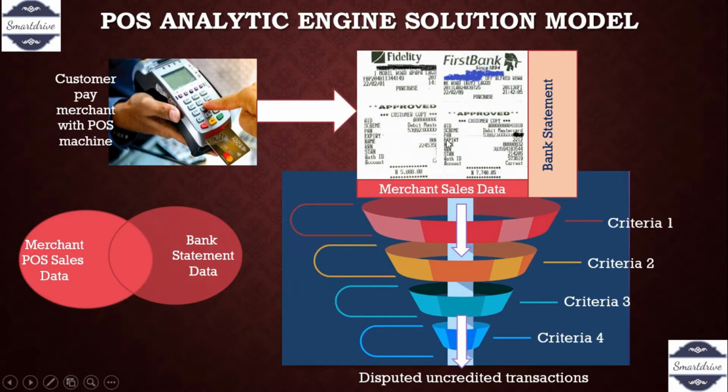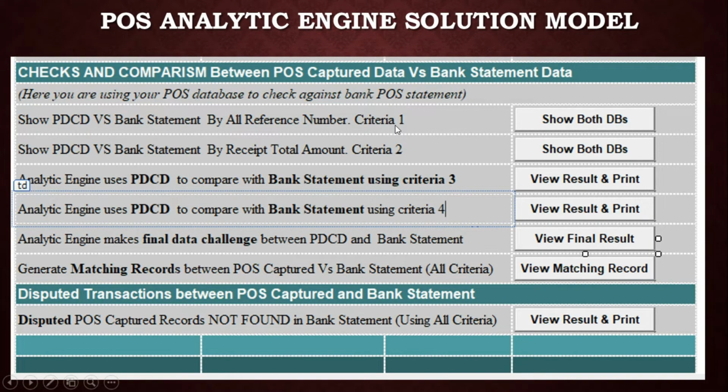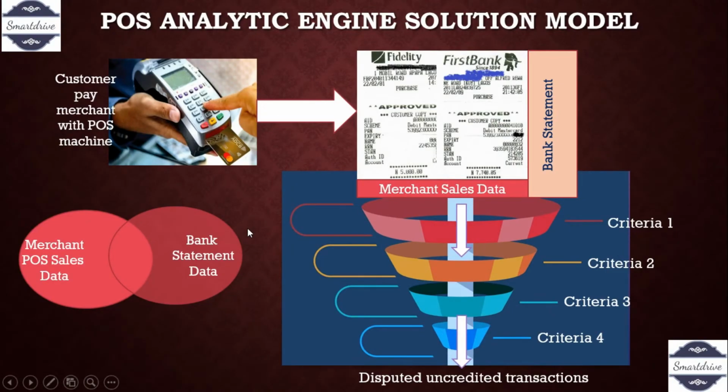Once you obtain this record, you will then run the first, second, third, and fourth criteria. And then you ask the analytic engine to make a final decision. Let's run that and see what the final decision will look like. Like I explained earlier, the final decision runs through criteria 1, 2, 3, and 4, and shows the final data that cannot be found here.